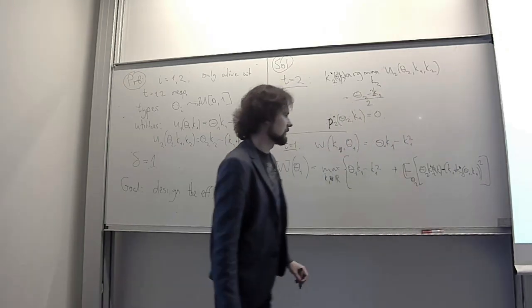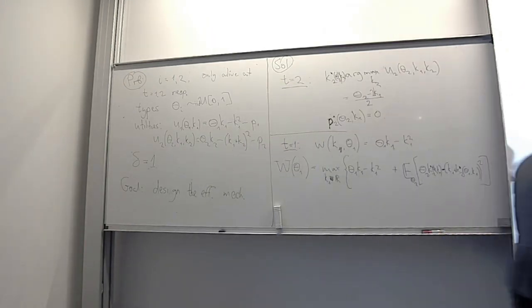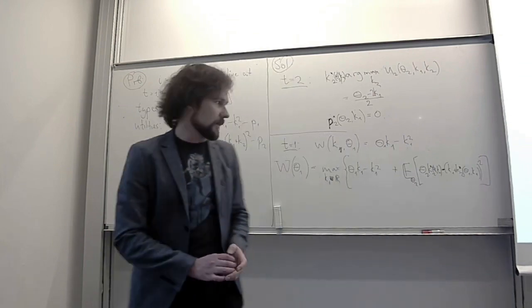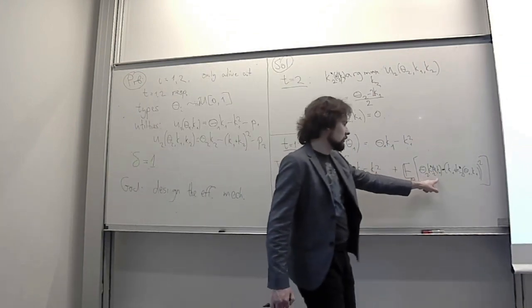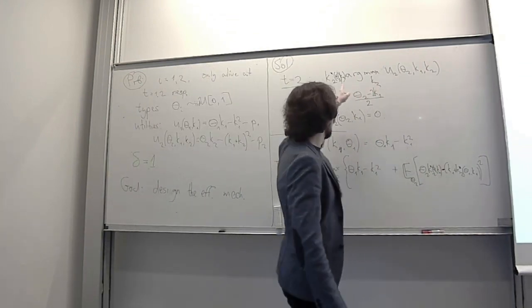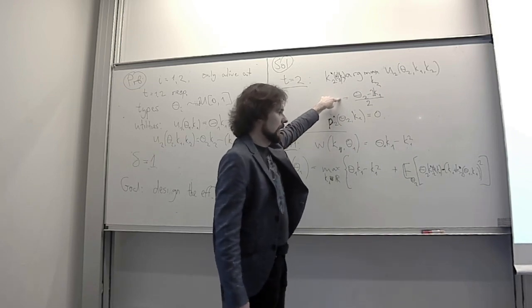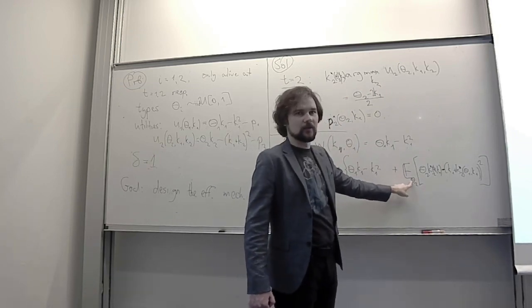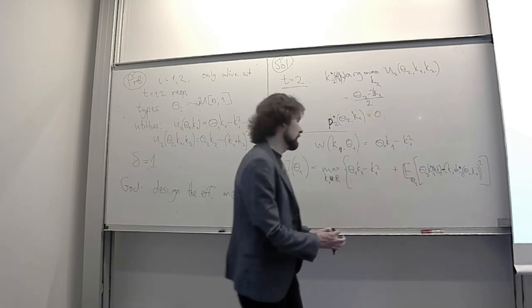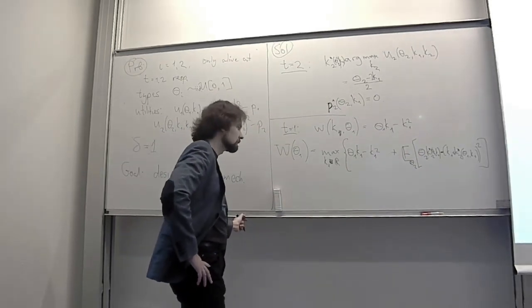Okay. Sorry, it's a little small. Now we can plug in the K2 star that we have already found here. And we also know what the distribution of theta 2 will be, so we can calculate this welfare in closed form.